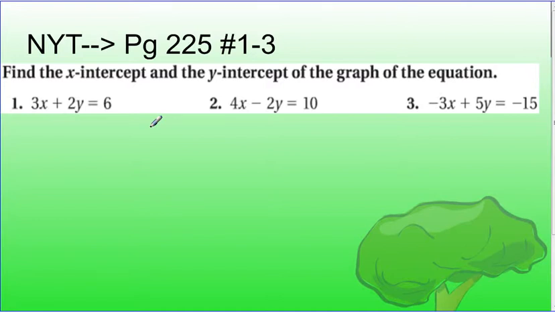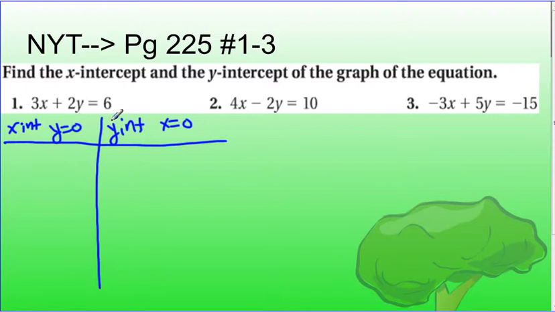Okay, number 1. The x-intercept is when y equals 0. The y-intercept is when x equals 0. On this side, if I plug in 0 for y, this piece cancels out, so I get 3x equals 6. Divide by 3, divide by 3, cancel, x equals 2. That is the x-intercept. I also like to write down the point. The x value is 2, the y value is 0.